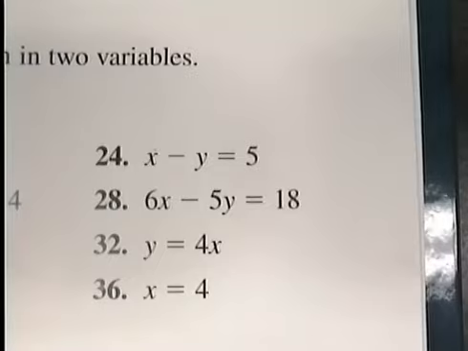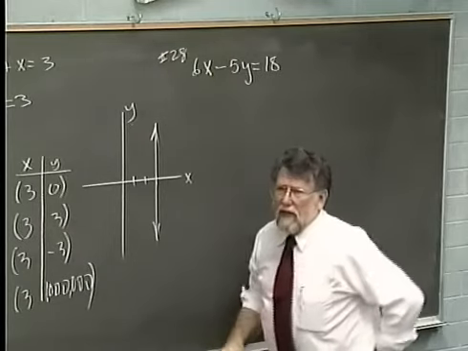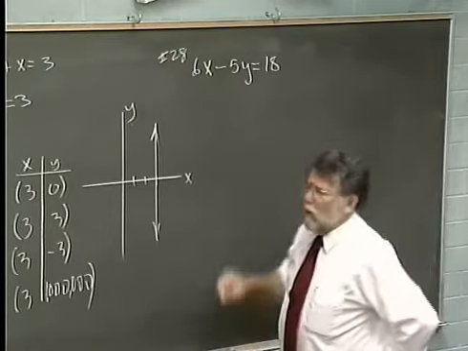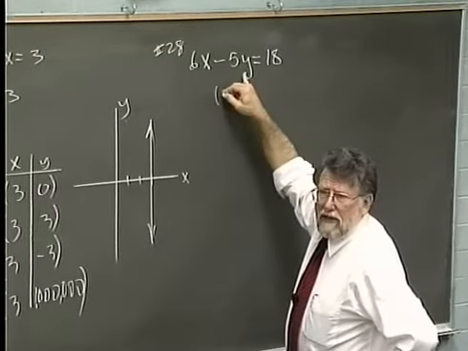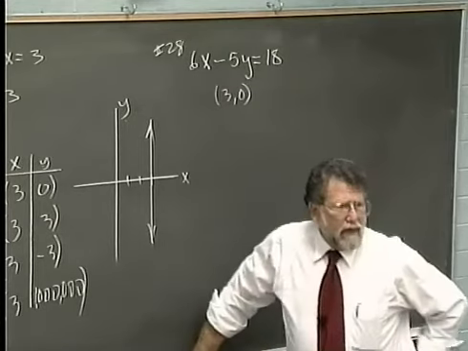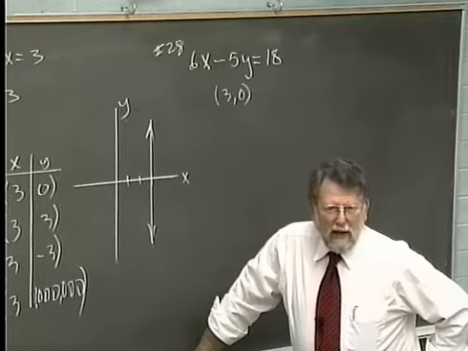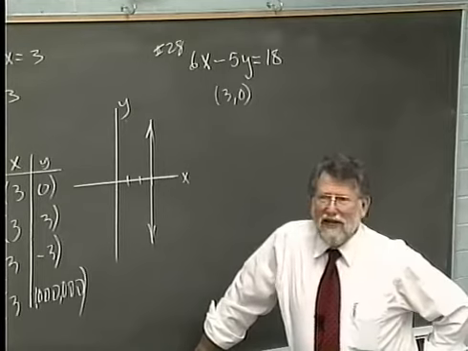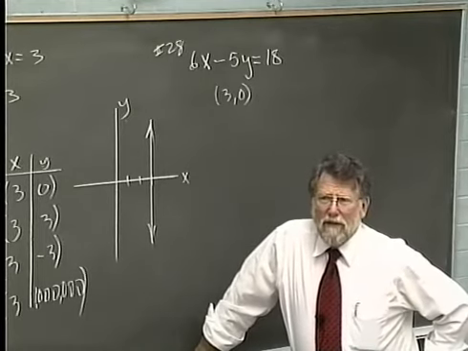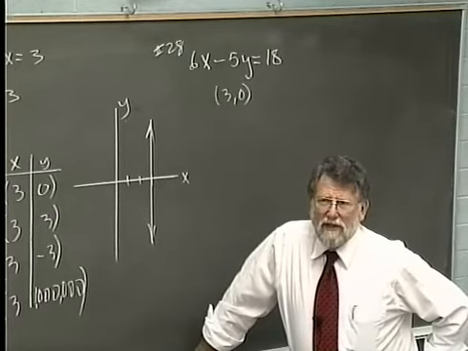So I have 6x minus 5y equals 18. This is number 28, correct? Now my argument was x at 3, y at 0 worked. 3, 0 works. 3 times 6 is 18, minus 0 is 18. Give me another pair that works. I want nice numbers. My definition of a nice number is integers. Anything that you can see that would work there. Anything at all that comes out of this process.